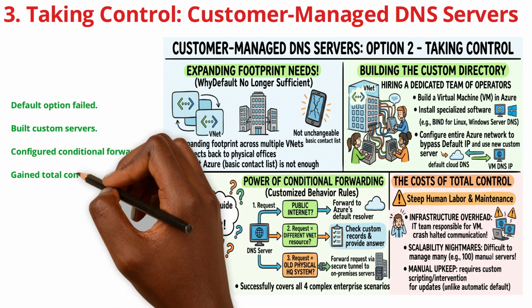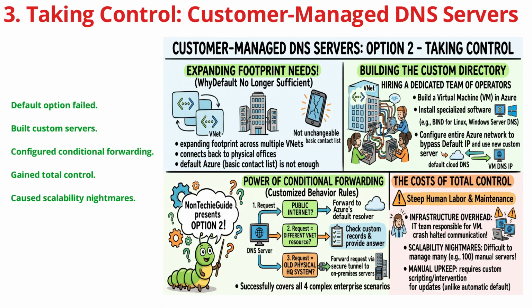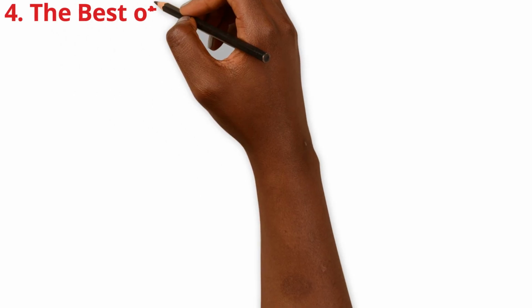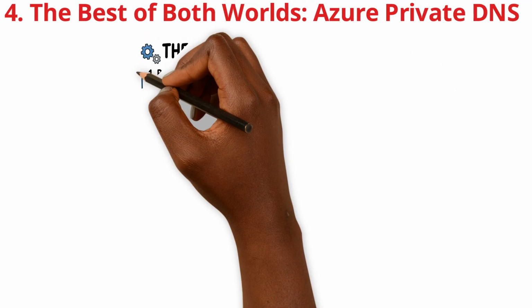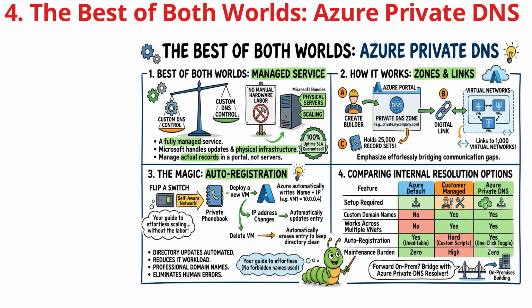When cloud networks expanded, the default Azure phonebook failed to keep up. Organizations built custom virtual machines and installed specialized DNS software. They essentially hired a dedicated team of virtual switchboard operators. These custom servers use conditional forwarding to route requests perfectly across multiple distinct networks. Unfortunately, this total control came with steep costs. IT teams faced heavy infrastructure overhead, manual upkeep, and intense scalability nightmares. For a long time, businesses had to choose between easy setup and full control for DNS.